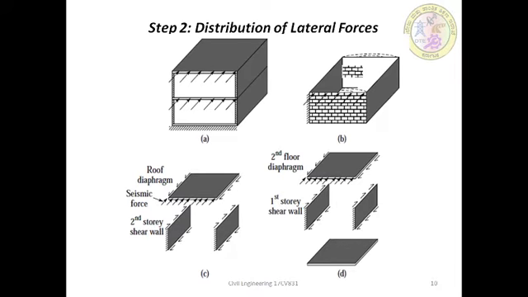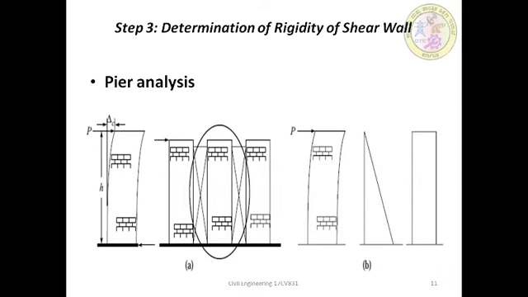The distribution of lateral forces in the masonry wall depends on the flexibility of the horizontal diaphragm, that is, how rigid the walls are as compared to the rigidity of the diaphragms. The diaphragms are classified into two types: one is flexible and the other is rigid. So here we can see in both the figures how rigid and flexible diaphragms are there.